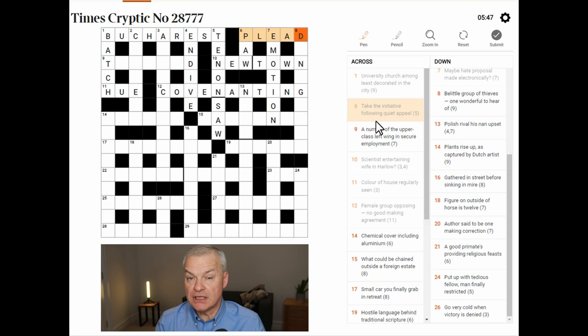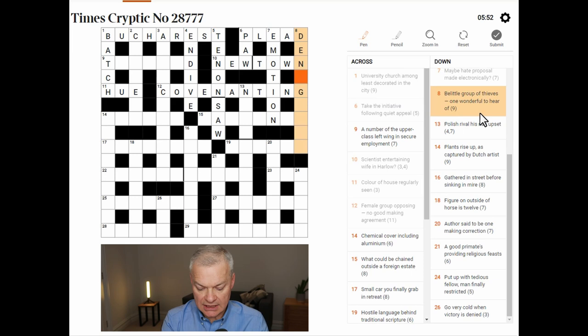Belittle, surely denigrate. Denigrate means to belittle. Group of thieves is den, a den of thieves. One is one. Wonderful to hear of is a homophone indicator. So wonderful is great, G-R-E-A-T, and that sounds like great spelt this way.